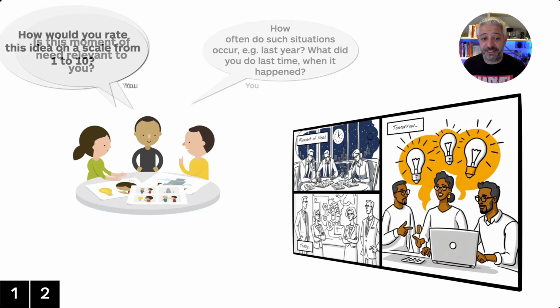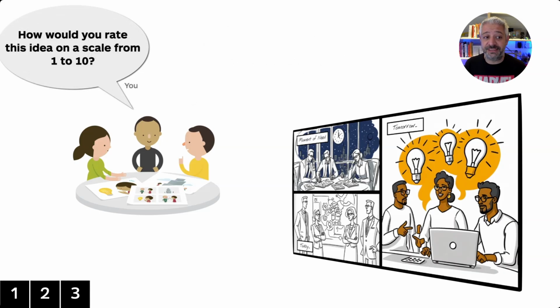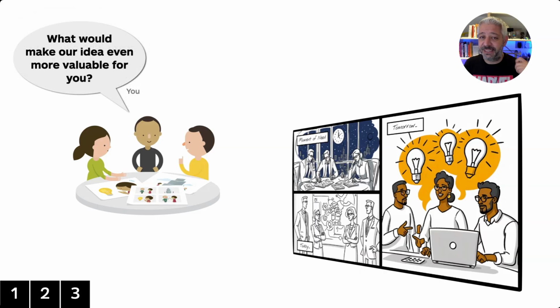The next step is a bit easier. We say, how would you rate this idea on a scale from 1 to 10, 10 being the highest? And basically they give you a score. For argument's sake, in this example, let's say they gave you a 6. Great. Here comes the psychology. The next question, number 3, is what would make our idea even more valuable for you?